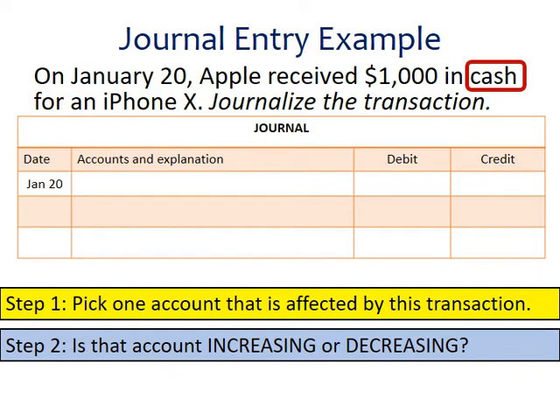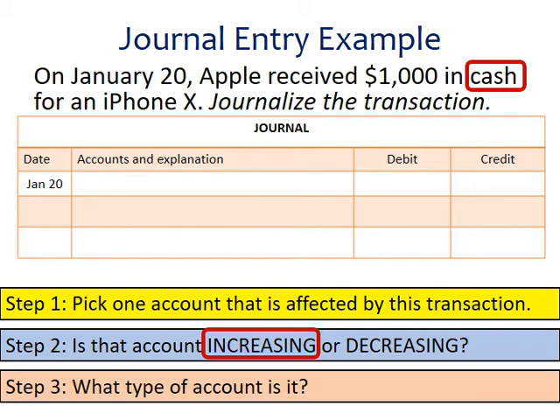Step 2 asks the question, is that account increasing or decreasing? Well, cash is going up because Apple received $1,000. So we have an increasing for Step 2. In Step 3, we have to determine what type of account cash is. Cash is an asset.